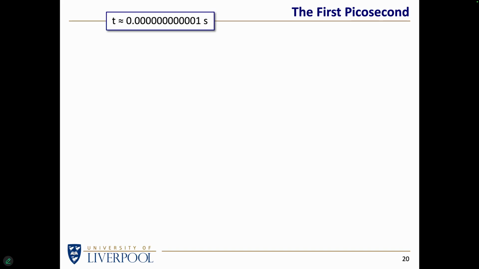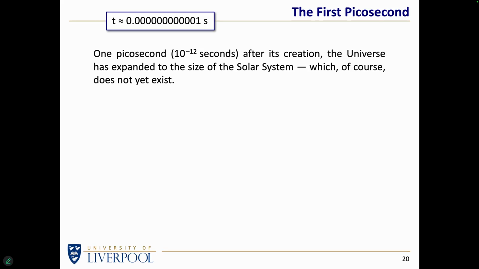We now move forward to 1 picosecond after the Big Bang, 10 to the minus 12 seconds, 1/1,000,000th of a second. The universe has now expanded from the size of a golf ball to something about the size of the solar system. Of course, the solar system doesn't exist yet, but that's just a reasonable way of judging the scale. This happens in 1/1,000,000th of a second. It goes from something that's tiny to something that's many light hours in diameter. So it has expanded much, much, much, much faster than the speed of light.